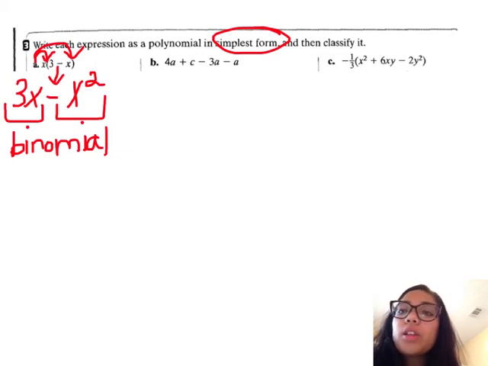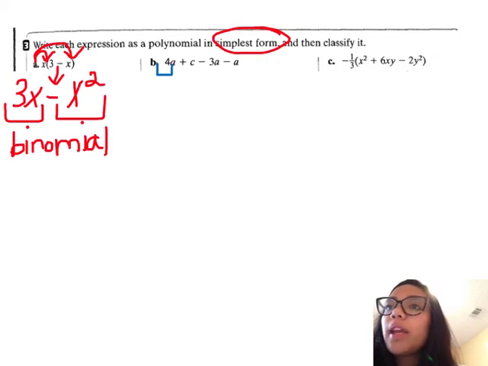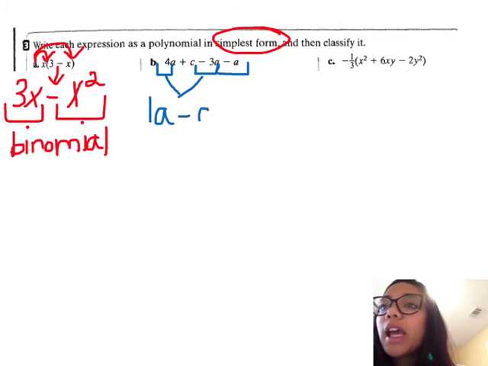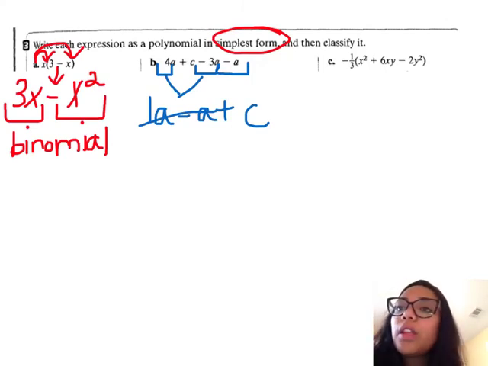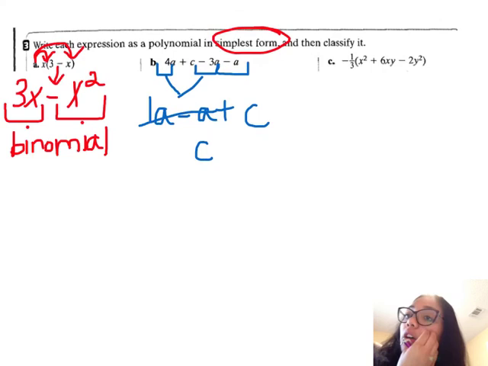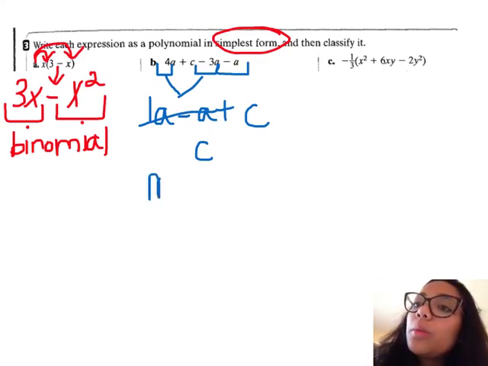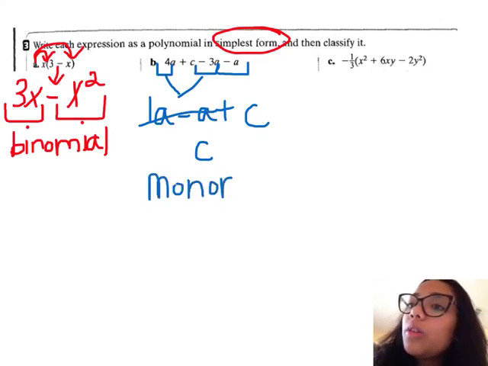Okay, so B is, I have to combine like terms, 4a minus 3a minus a. 4a minus 3a is 1a, minus a, so 1a minus a plus c is what I'm left with. A minus a goes away, 0a is just 0, so then I just have c. Is c a polynomial? Well, yes it is, and there's only one. It's kind of obvious, it's a monomial.